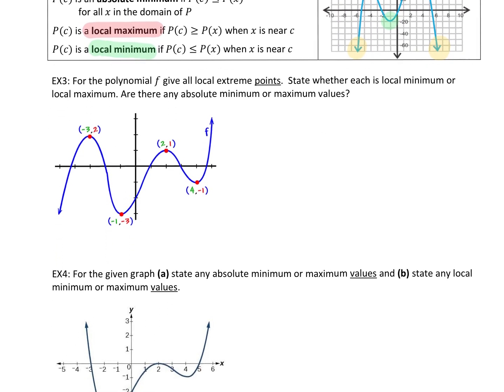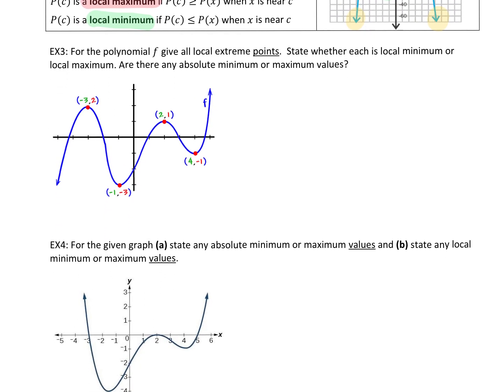For example 3, for the polynomial f, give all local extreme points. State whether each is a local minimum or local maximum. And then, are there any absolute minimum or maximum values? Alright, so let's take a look. Let's go ahead with a local min.